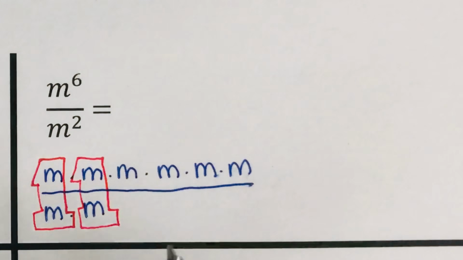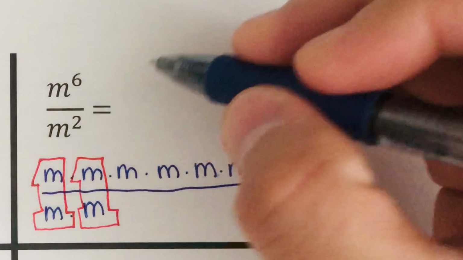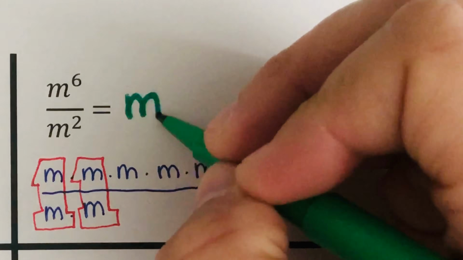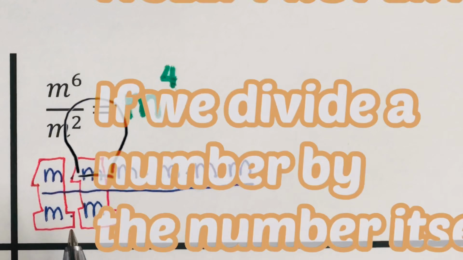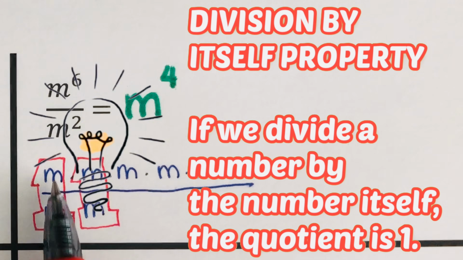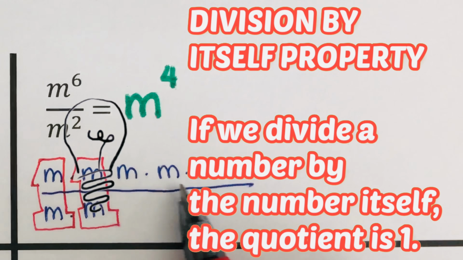Okay, so the leftover would be 4 m's. So then I can go ahead and write this up here. This is m to the power 4. These two have been labeled as 1 here based on the division by itself property. If we divide a number by a number itself, the quotient is 1. So these two would be 1 and these two would be 1. So we're left with m to the 4th.